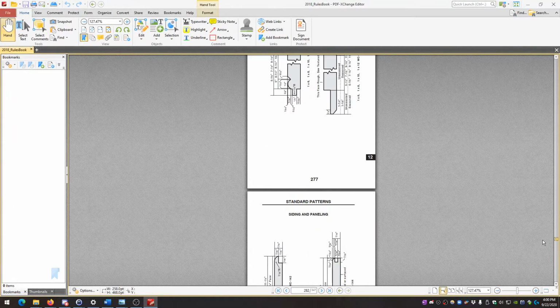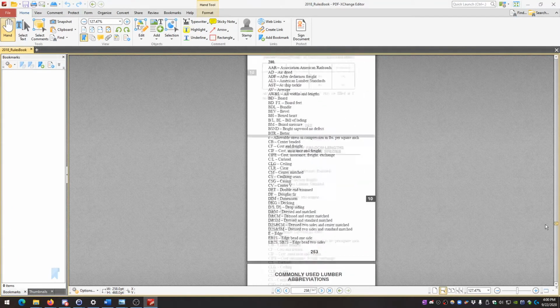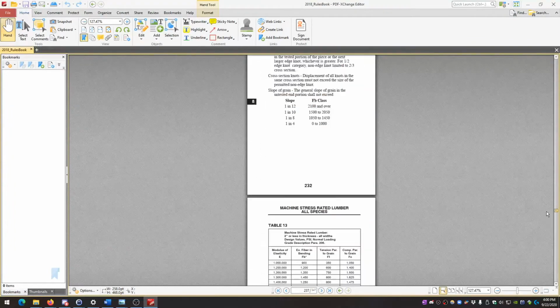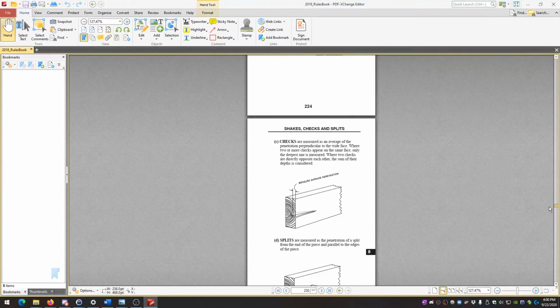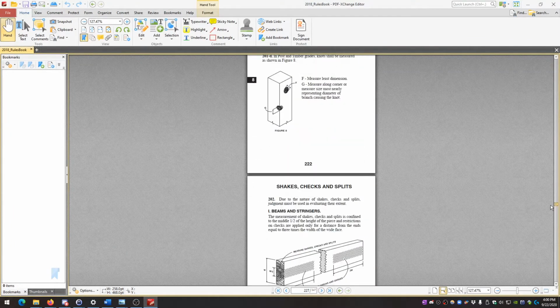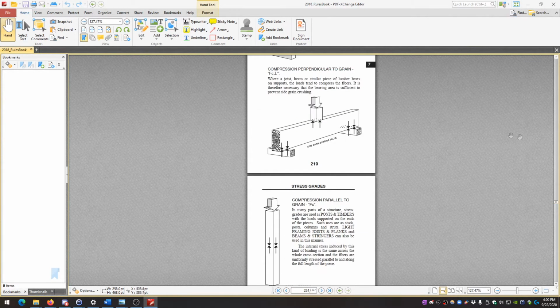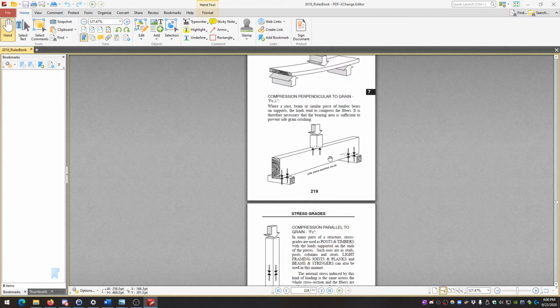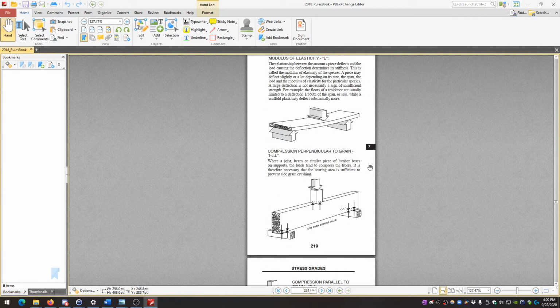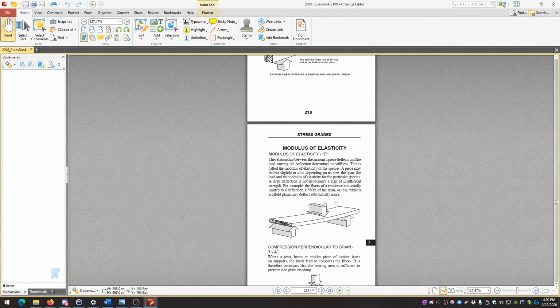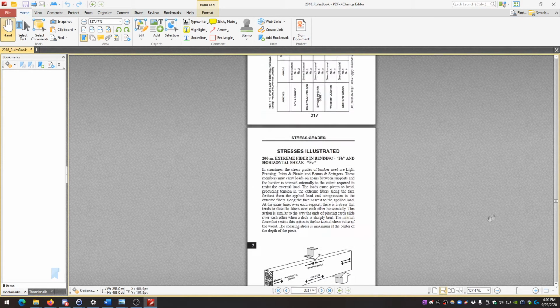There will be a link to this in the description of this video, if you're curious to look at all the different types of standards and information. Here we go: stress grading, actual mechanical testing. They have certain methodologies to be used when measuring compression stress, parallel and perpendicular to grain, modulus of elasticity, tension stress, etc.